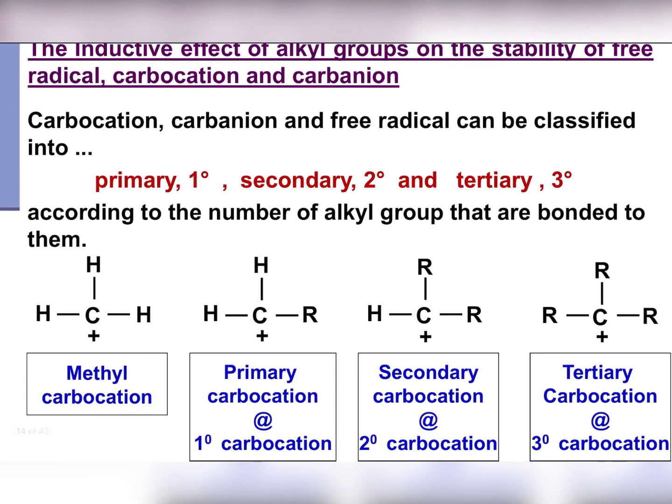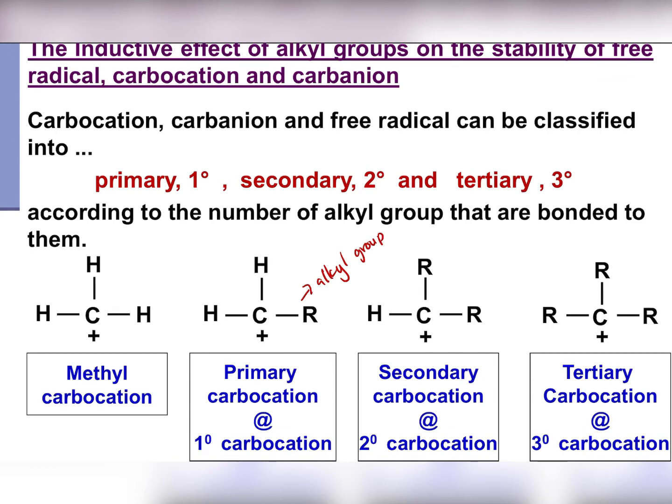Okay, so classes of carbocation ni depend kepada number of alkyl group that are bonded to them. Okay, for example, this carbon here bonded to hydrogen je semua. So tak ada carbon bonded dengan carbon bukan? So this carbocation kita panggil dia methyl carbocation. Okay, and then this carbon bonded to R. Okay, R ni apa? R ni adalah alkyl group.